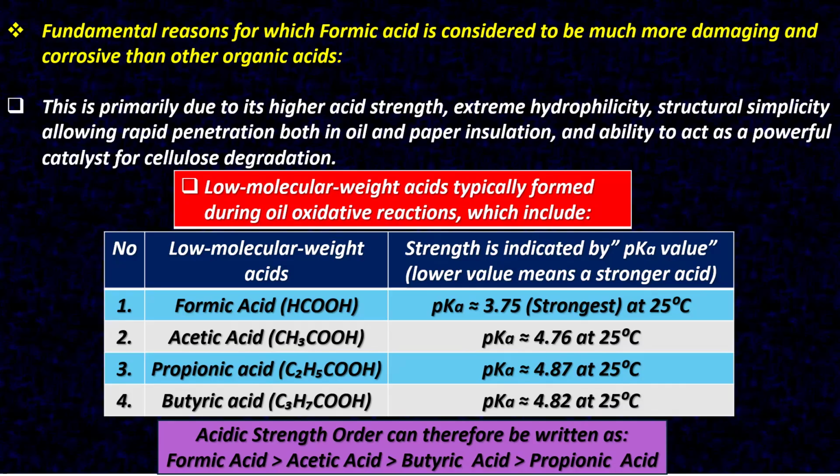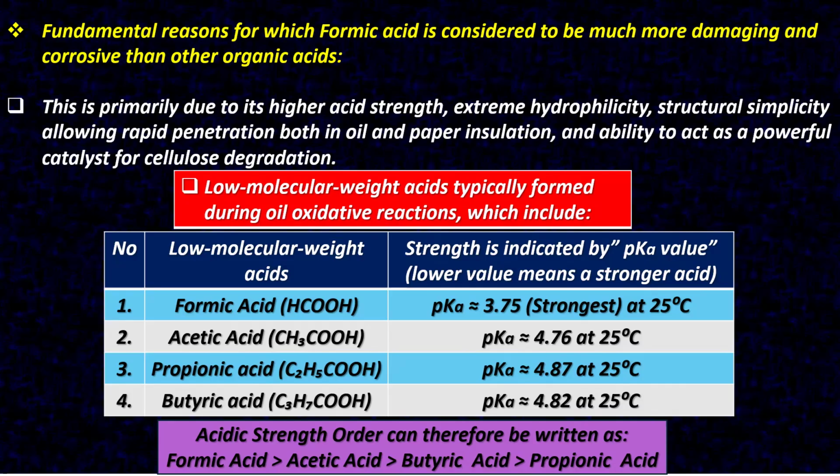Let's see the chart. Low molecular weight acids typically formed during oil oxidative reactions, which include low molecular weight acids: formic acid, acetic acid, propionic acid, and butyric acid.